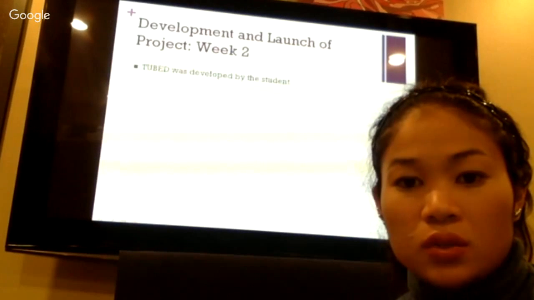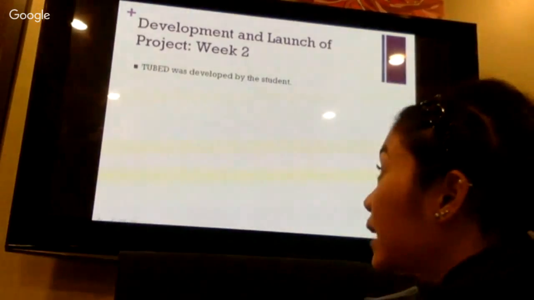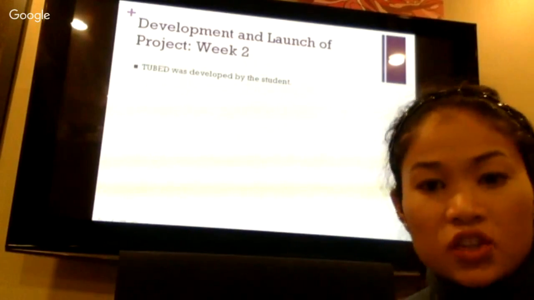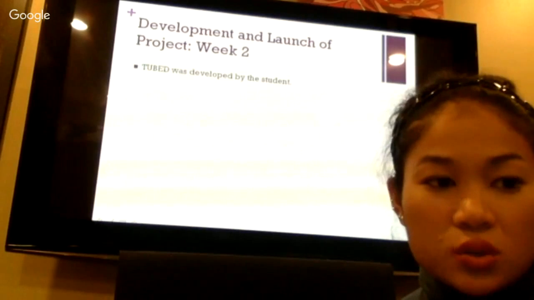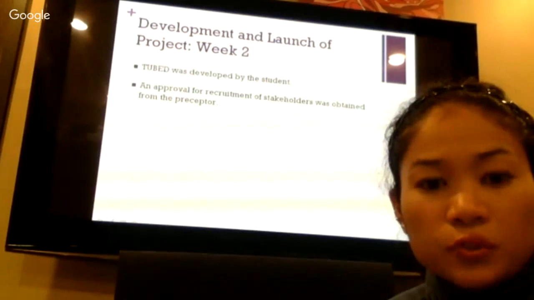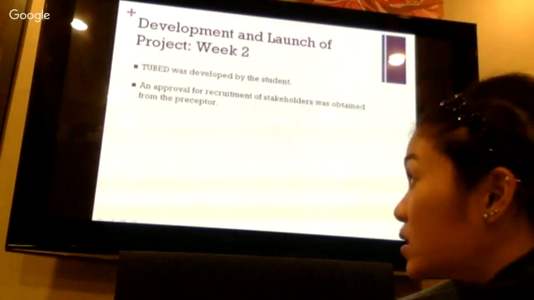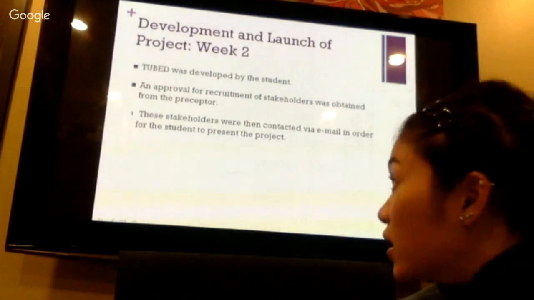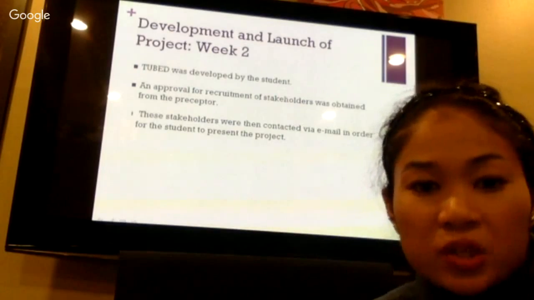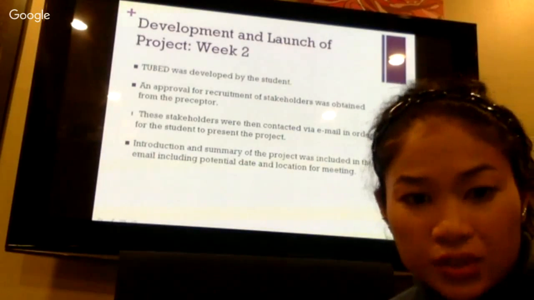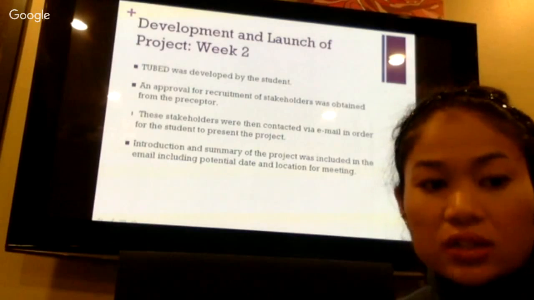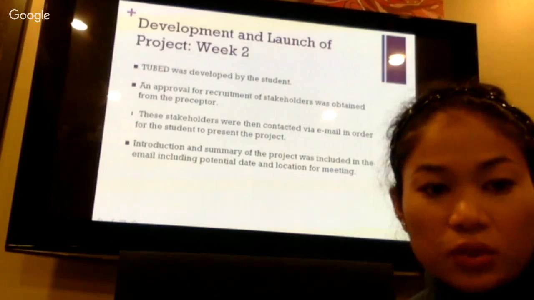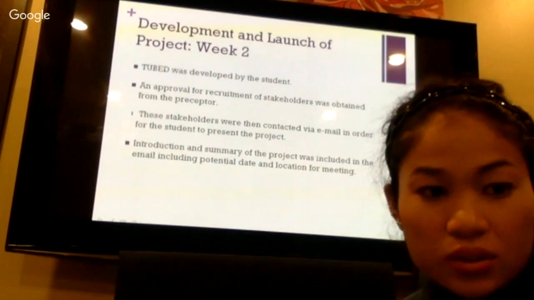Okay, so week two. After all the research that I've gathered, I've developed the TUBE protocol and the checklist. I initially presented the checklist to the supervisor. And after that, an approval for the recruitment of the stakeholders was obtained, and I had to get that from my preceptor. These stakeholders were then contacted via email in order for me to present my project. I included a brief introduction of myself and a summary of my project in the email. And we also discussed a potential location and date for when I could present the project to the stakeholders.